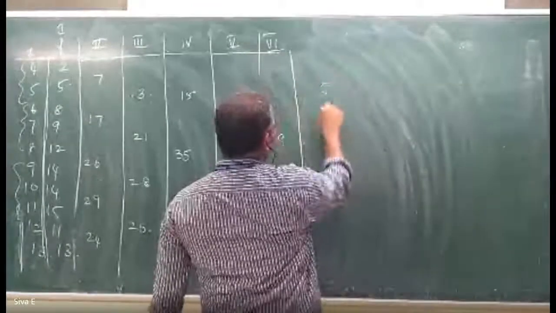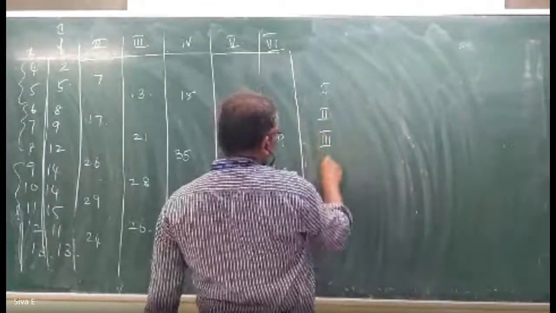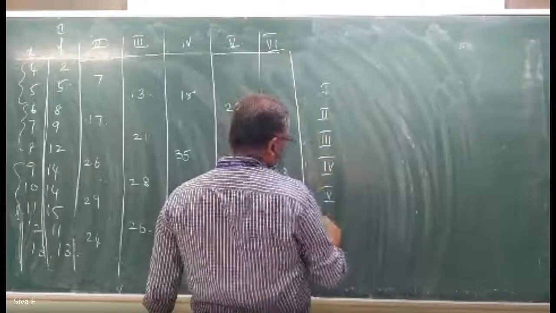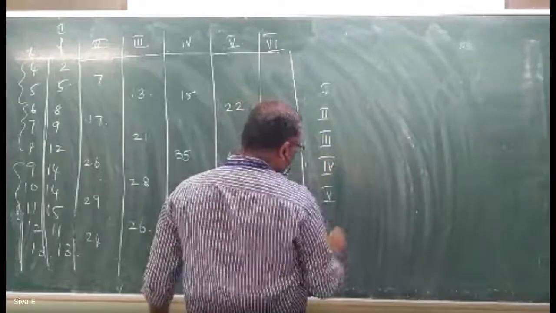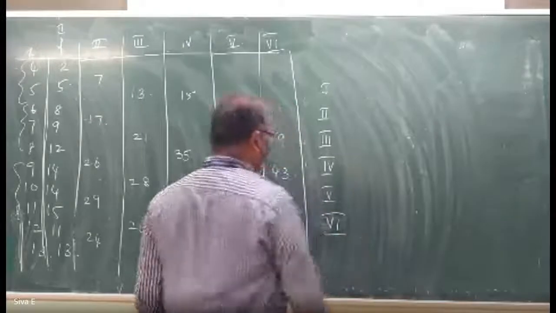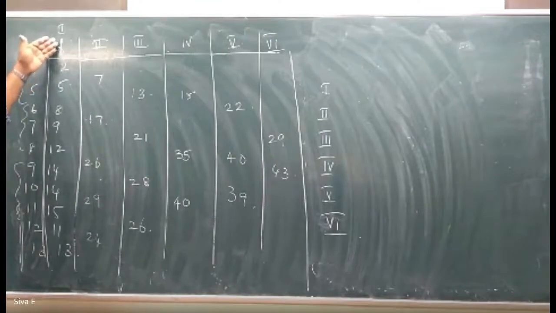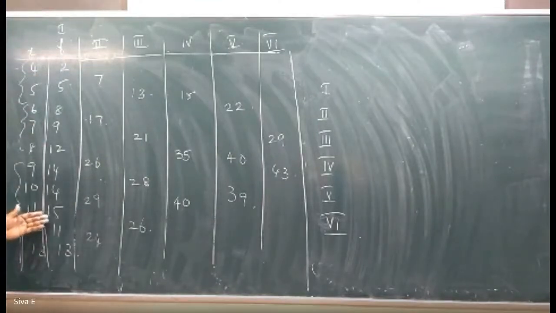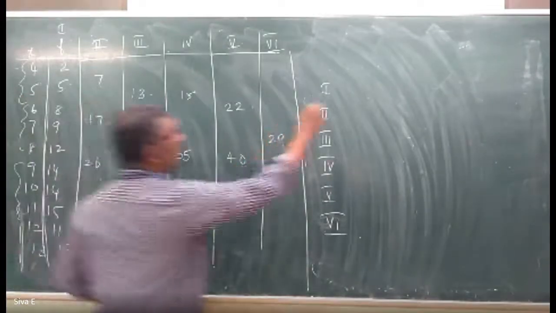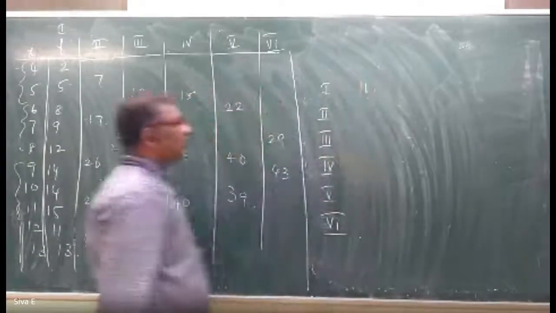First, second, third, fourth, fifth, sixth. Now you can see that in the first column, which one is the maximum? 15 is the maximum. So the respective value of x, you don't write that 15. What is the respective value of x? 11. We have to write like that.